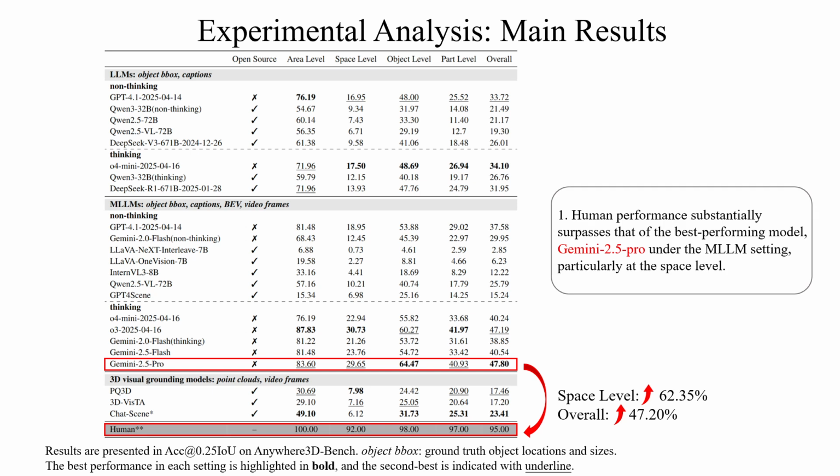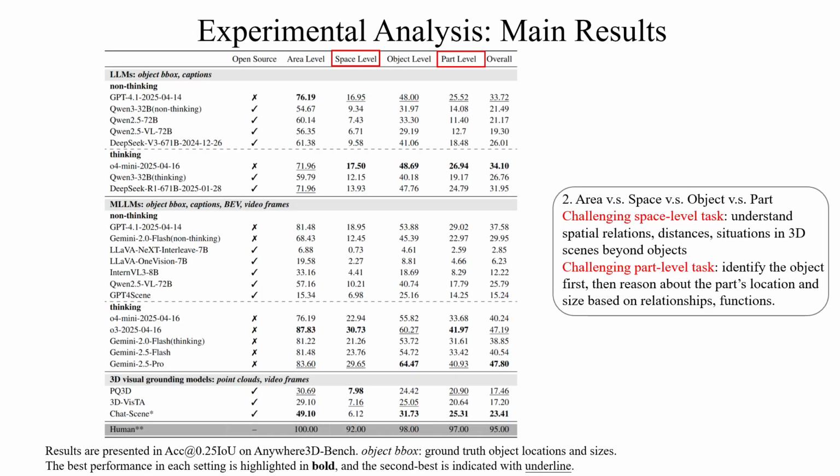Space-level and part-level tasks are the most challenging in Anywhere3D bench. Space-level tasks require more comprehensive spatial reasoning abilities, such as modeling distances and spatial relationships within 3D space, while part-level tasks demand fine-grained perception of object composition.